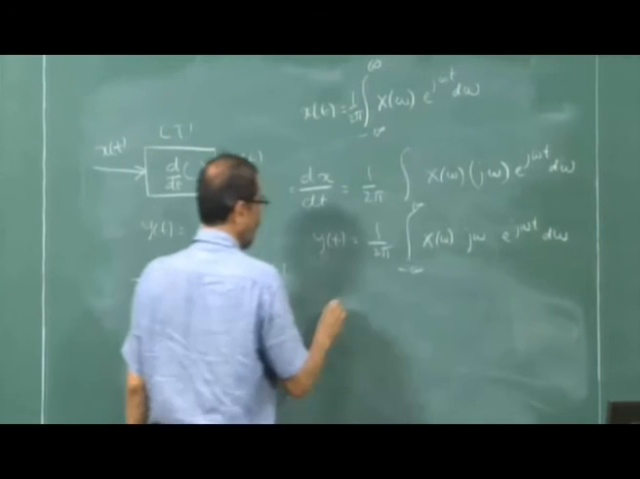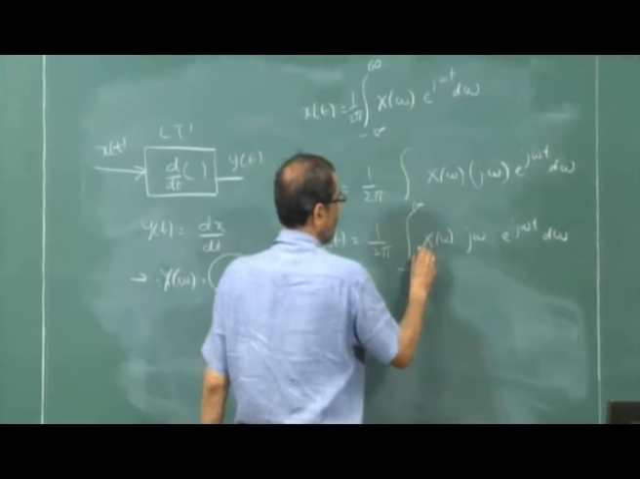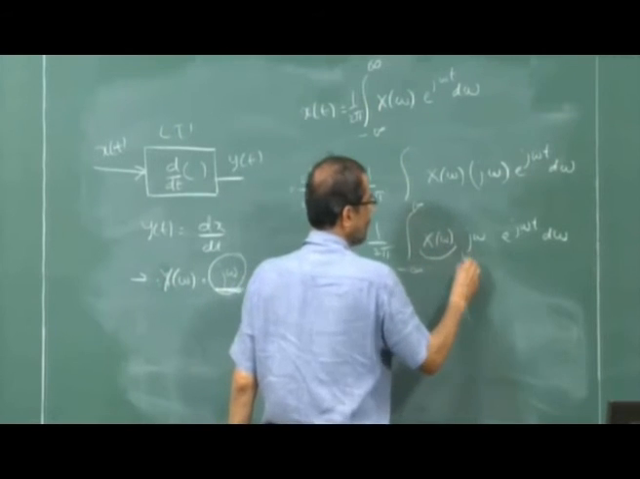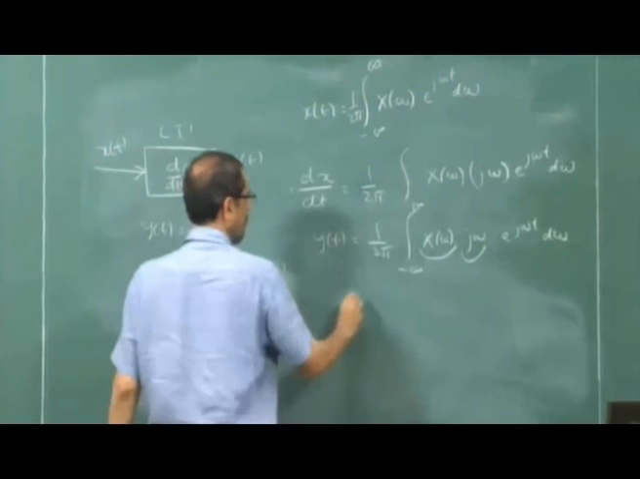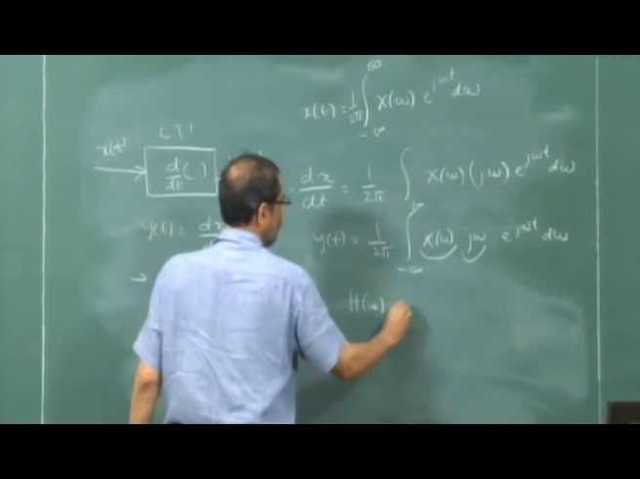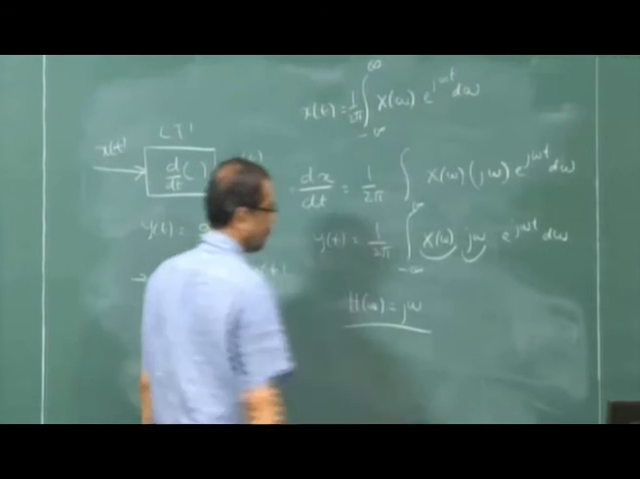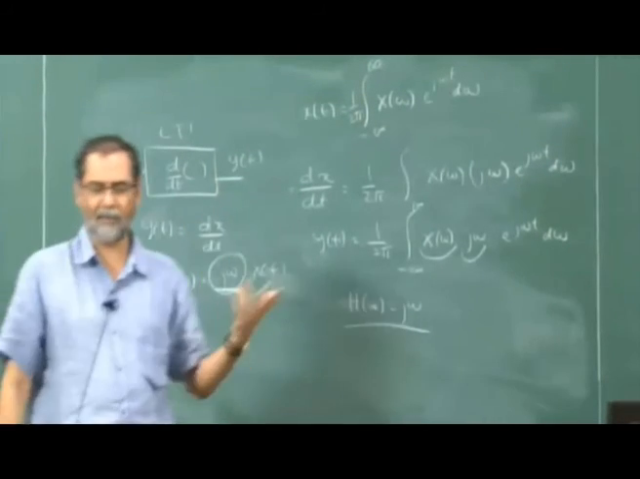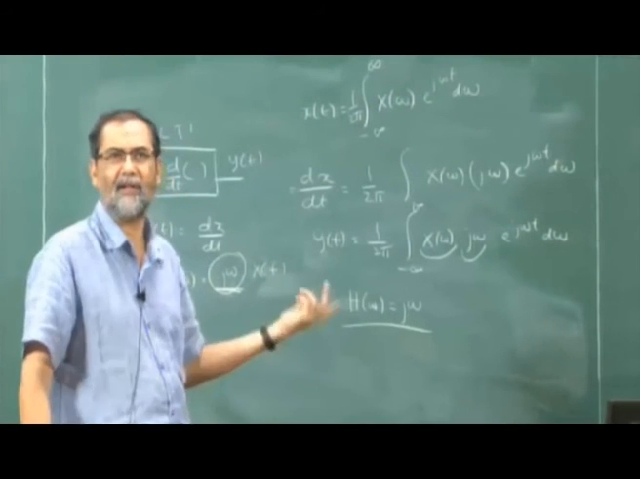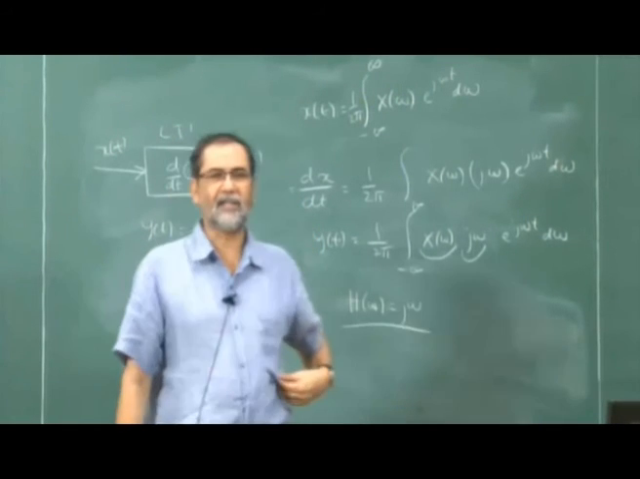So you know that y of t, right? This is the first function, this is the second function. So h of omega should be j omega. That's how it is derived in textbooks. Quite easy to show this, right? The more interesting thing is, what does it mean?